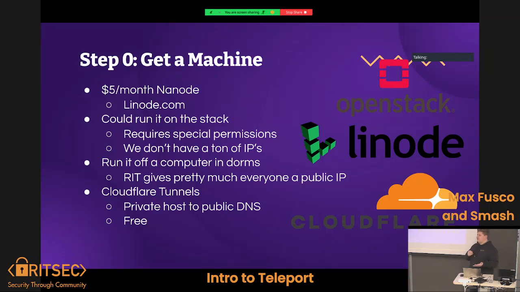Next, you can run it off a computer in your dorm room. I'm sure some people know this, but RIT has the 129.21/16 block. So all of us on Wi-Fi, even just manually connected over a physical connection, have public IPs, and you can just point your DNS record to that.